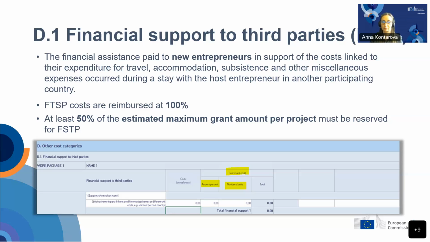Basically, applicants have to elaborate how the financial support to third parties will be managed and how the activities of the new entrepreneurs abroad will comply with the program rules. For the detailed budget table, you will have to use again your best estimates. These estimates are to be used under unit costs, not actual costs. So under unit cost, you have amount per unit, but here it's difficult to say at this moment, so you should use the estimated average monthly financial support, and for the number of units, the estimated number of person months. Next slide.